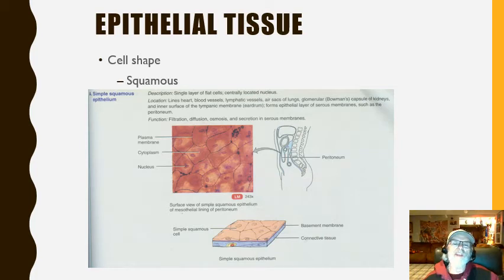Now this is just looking at squamous cells. If you look at the cell, it's a little flat looking cell, relatively simple. Here's that little flat looking cell right here. Here's a nucleus sitting right inside there. All this in here is going to be the cytoplasm.